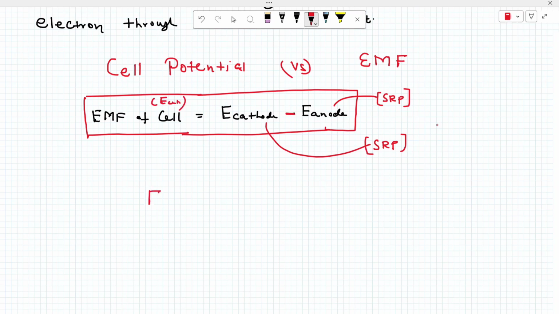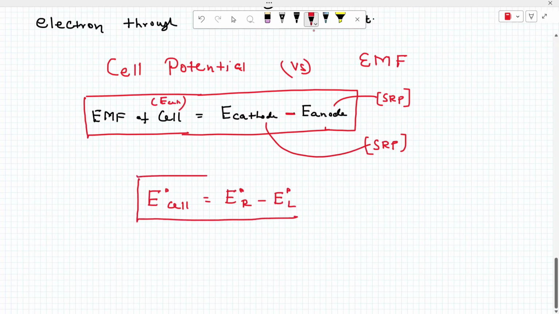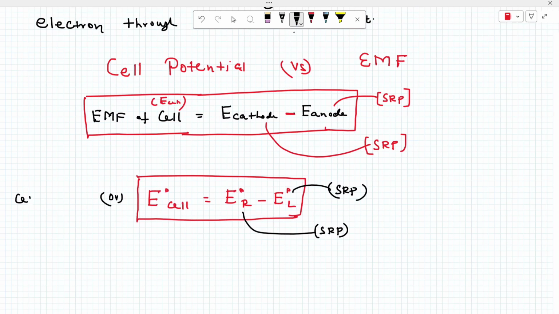Now, what is the E naught cell formula? The E naught cell is equal to E naught R minus E naught L. What is R? Right side is reduction, left side is oxidation. Again, I'm telling you, this is SRP only. Very, very important piece. This is the formula for cell potential.